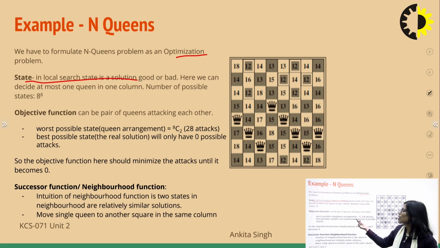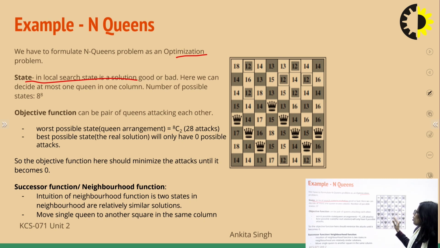Now, what is the objective function? The objective function will be telling me whether my solution is a good or bad solution. Now, suppose this configuration of queens represents one node, and the objective function value of this will be the number of queens that are attacking each other. Suppose this is 1 attack, 2 attacks, 3 attacks.